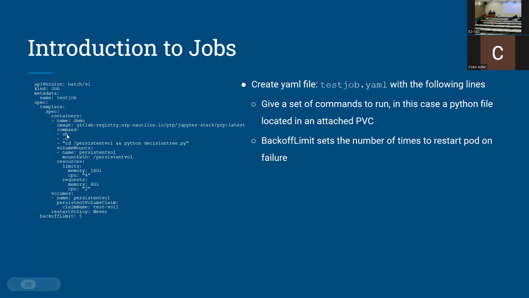So as we see here, the main piece is the commands, because in a job, it will run the commands and then automatically stop and close up. So we say, hey, we're running a shell command. -c just says this is the command we want to run. And as we see, we are going to first cd into our persistent volume. This is where we have the persistent volume mounted, and then run this file called decisiontree.py. We'll get into that on the next page.